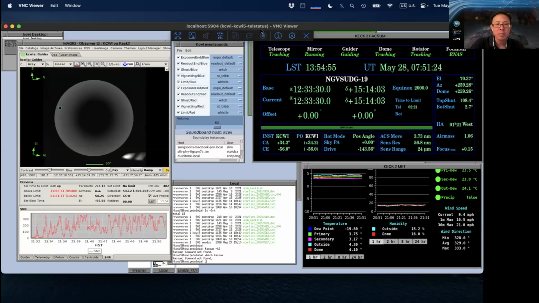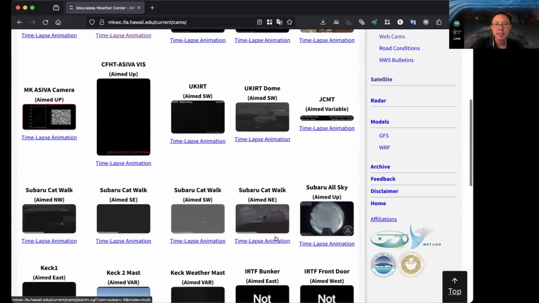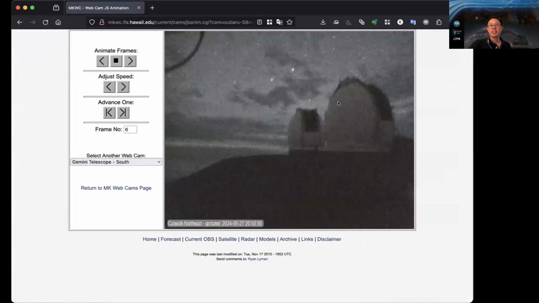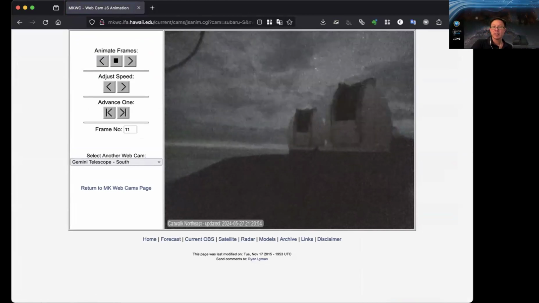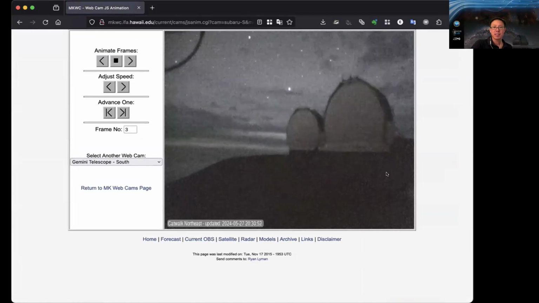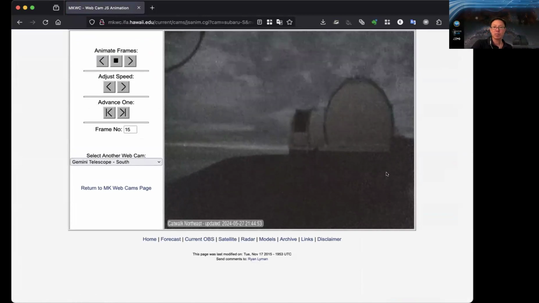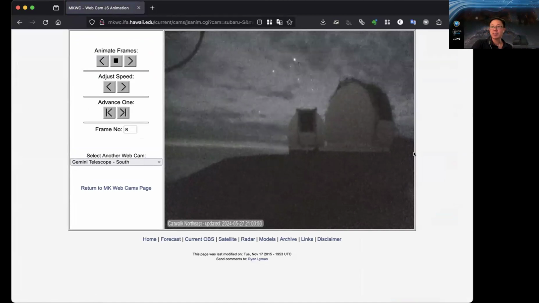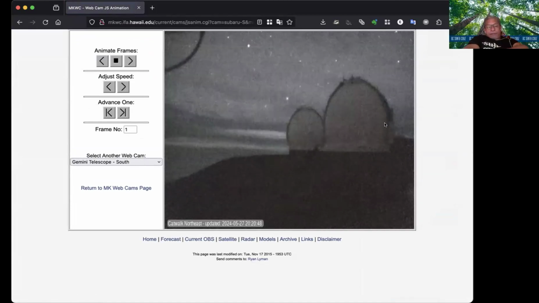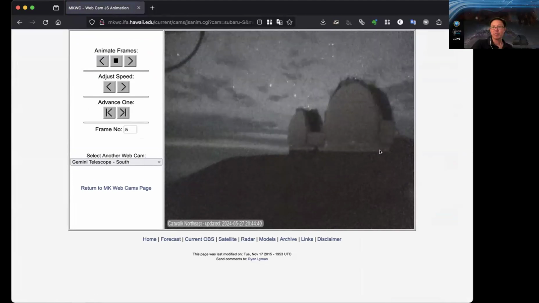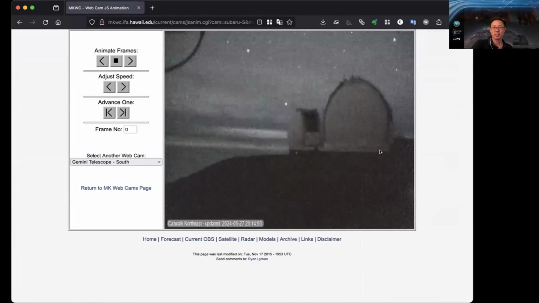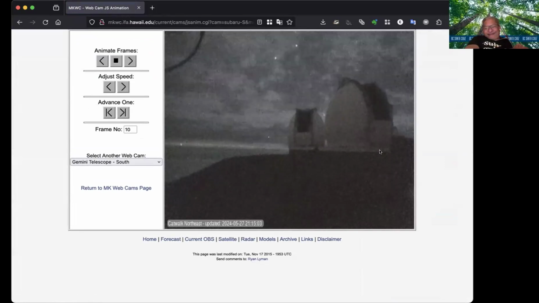I'm going to show what we're looking at up here. This is a time lapse of a camera on the summit looking at the Keck telescopes, over the past hour or so. Can you guys see this animation here? Yeah. This is, I guess, from the Subaru catwalk. I can never remember which one of these is Keck 1 and which one is Keck 2. We're using one of these telescopes.